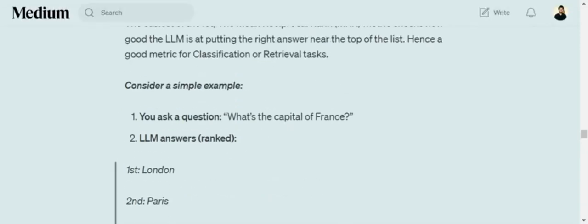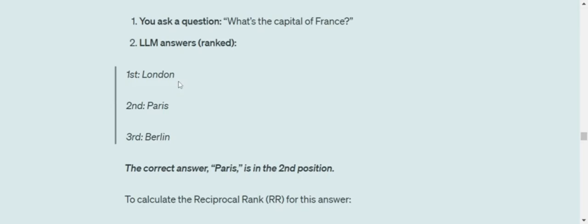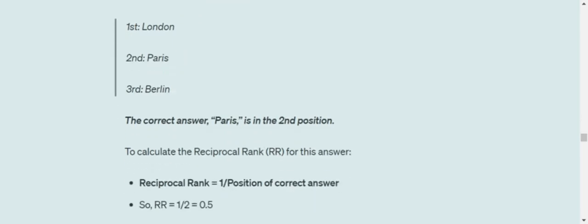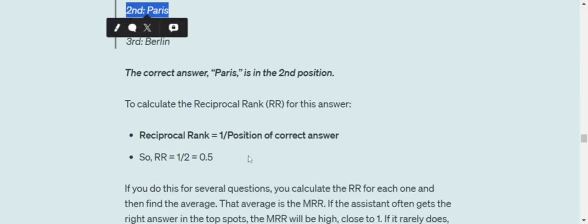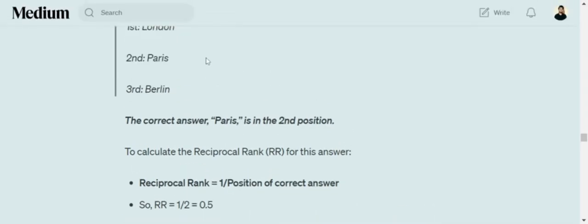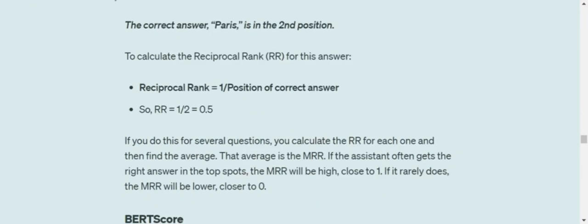Assume you are inputting "What's the capital of France?", and the LLM answers in this sequence: London, Paris, and Berlin. Now the correct answer is Paris, which is at the second position. To calculate the reciprocal rank: reciprocal rank equals 1 upon the position of the correct answer, that is 1 upon 2, because Paris is present at the second position in the answer.